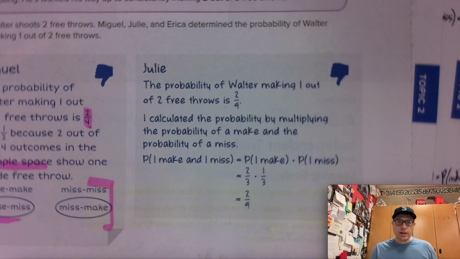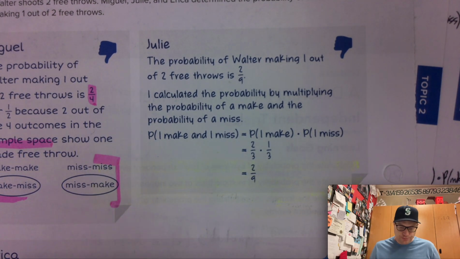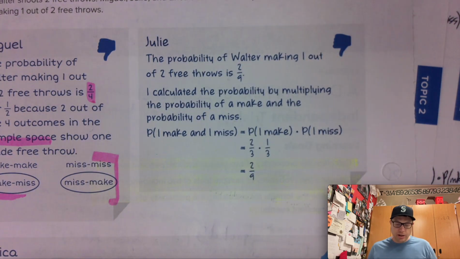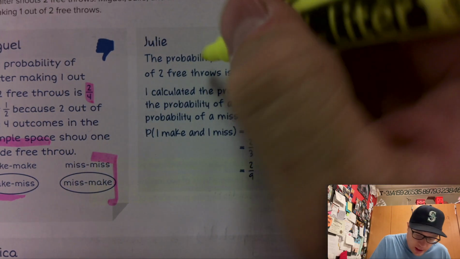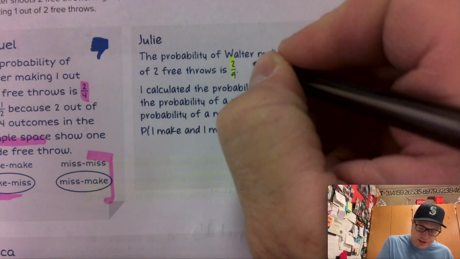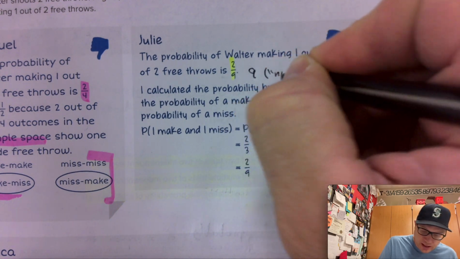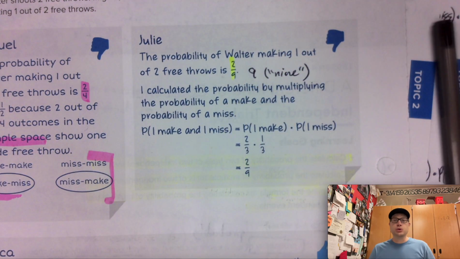Julie says the probability of Walter making 1 out of 2 free throws is 2 out of 9. Okay, so she calculated the probability by multiplying the probability of a make and the probability of a miss. So, 2 out of 9. Sometimes the font choices they use, that doesn't even look like a 9, so I'm going to spell it N-I-N-E. Okay, so 2 out of 9.